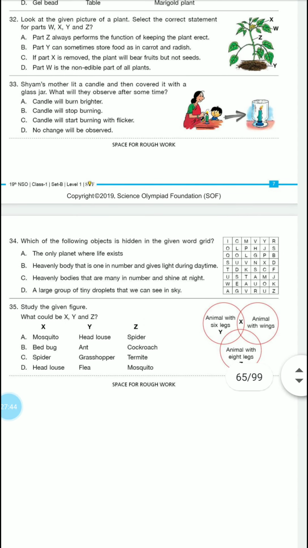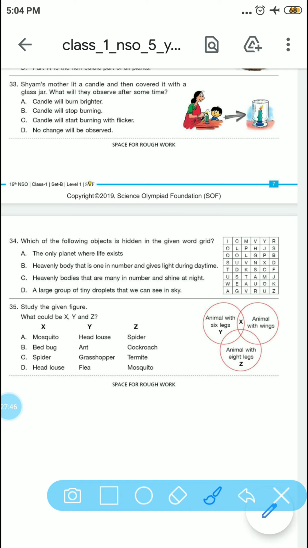The second last question of this solution is, which of the following objects is hidden in the given word grid? So let's see. The word grid is: the only planet where life exists. So it must be Earth. Okay. And you guys have to find the word Earth here.